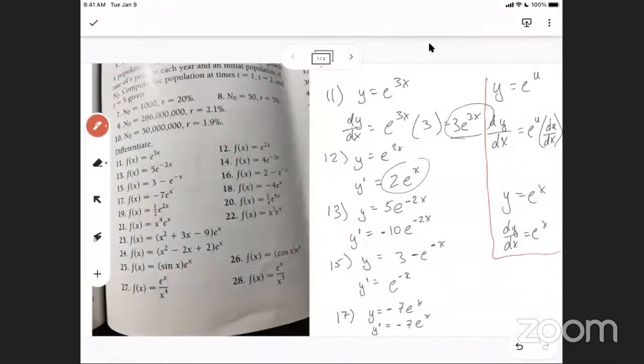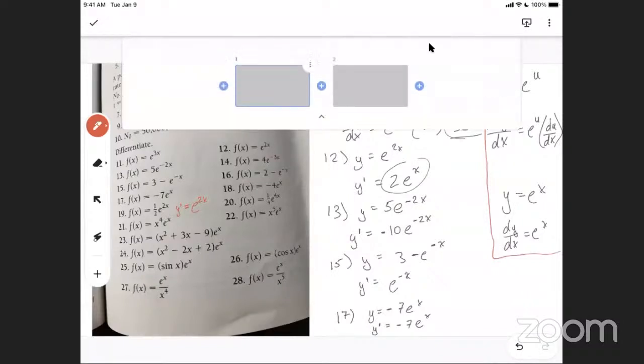2 times 1/2 is just 1. So your answer is just e to the 2x, because the 2 and the 1/2 cancel each other out. That makes sense? Yes.